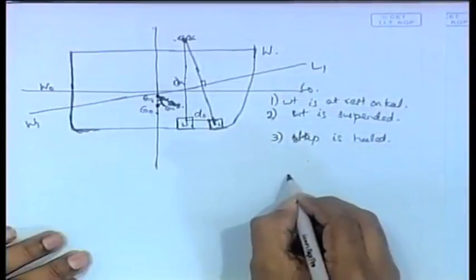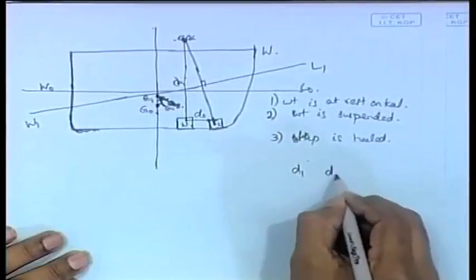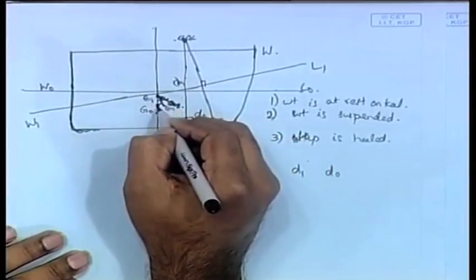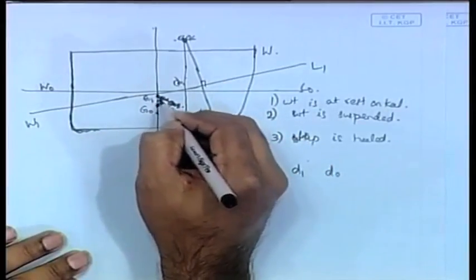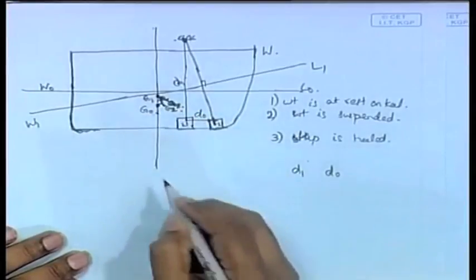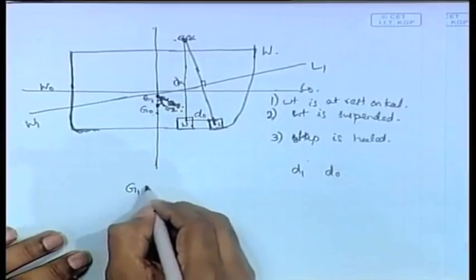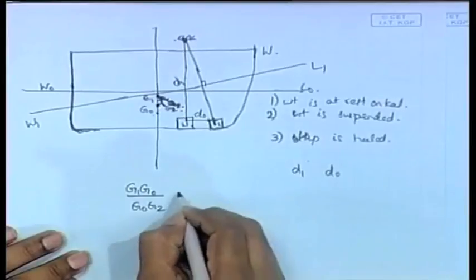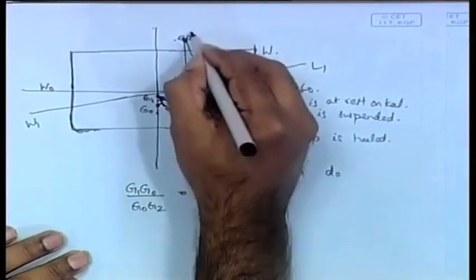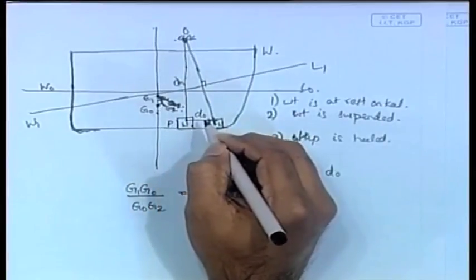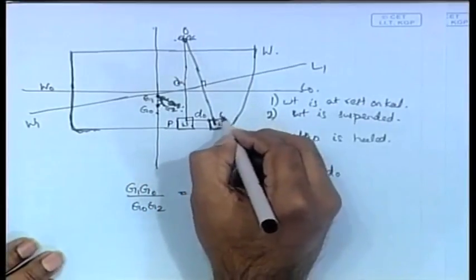So because of that you will have these two triangles where the angles subtended by d0 and d1, and here you have some distance g1 g0 and g2, this is g2 g0, the angle will be the same. So you will have something like g1 g0 divided by g0 g2 will become, so I will just call them O, P, and this is Q.